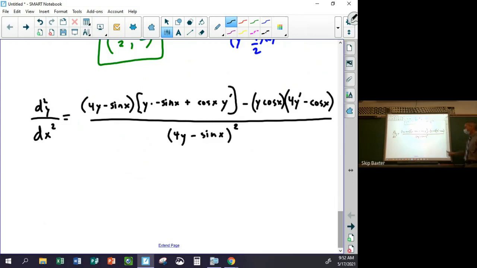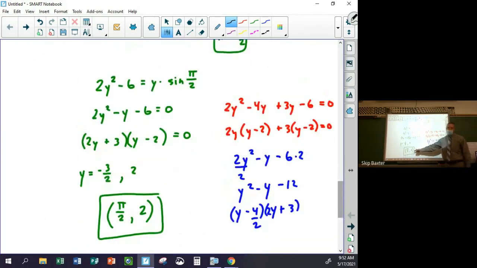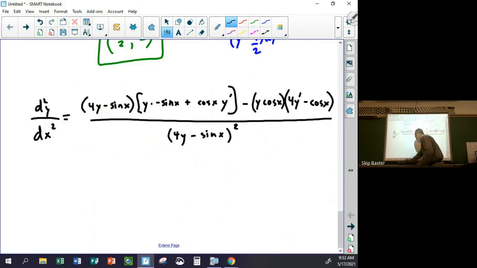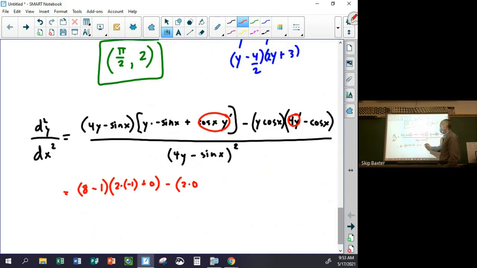And now plug it in. Now you just have to plug in a point. Everywhere you see a y prime, we can just plug in 0, because that's how we got that point to begin with; it's a point where the derivative is 0. So that means this whole thing is 0, that thing is 0. You just have to plug in all the other stuff. So you end up with 8 minus sine pi over 2, which is 1, times 2 times negative 1 plus 0, minus 2 times 0, because cosine of pi over 2 is 0, times 0 minus 0. So it's not as bad as it looks once you start plugging stuff in.